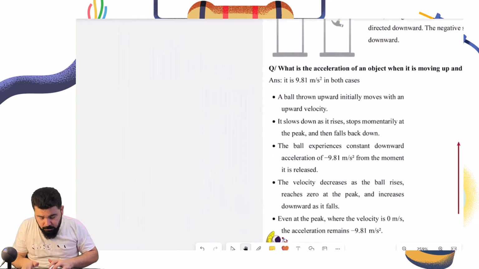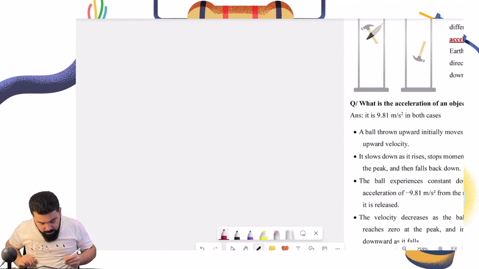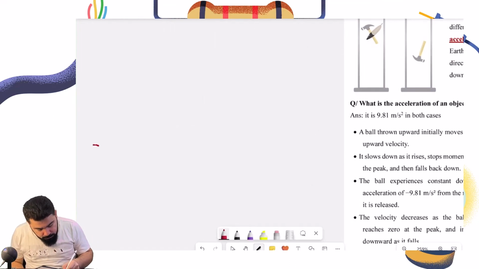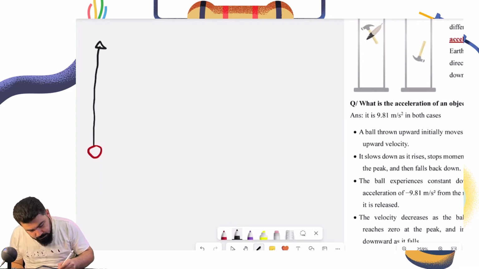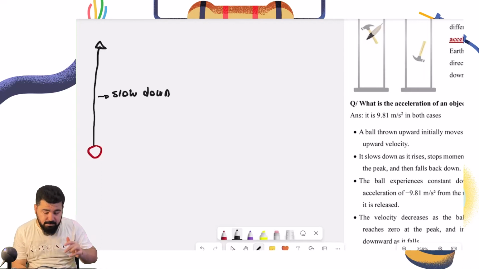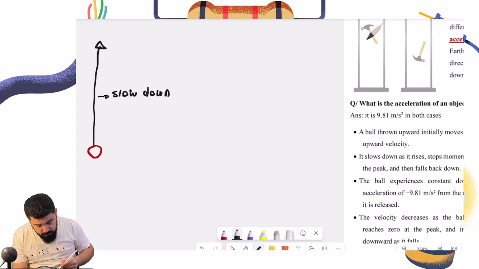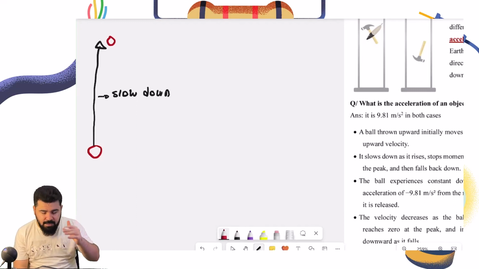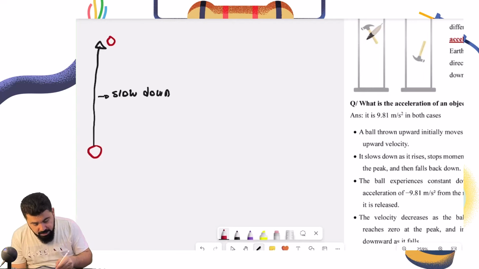Let me draw this for you. So let's say we have a ball, and you throw this ball in the air. The velocity is going to what? The object is going to slow down as it is rising, okay? When the object is at the highest point, velocity is going to be equal to what? Velocity at the peak.